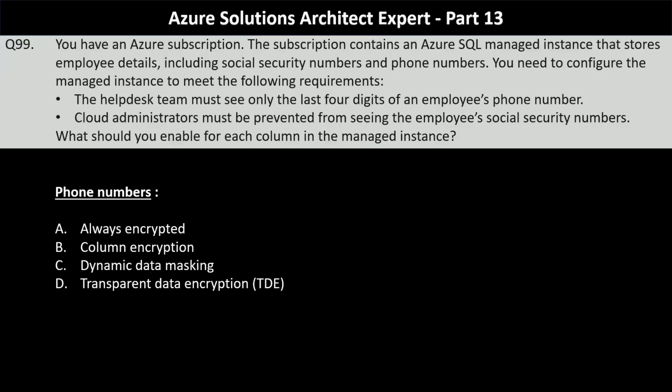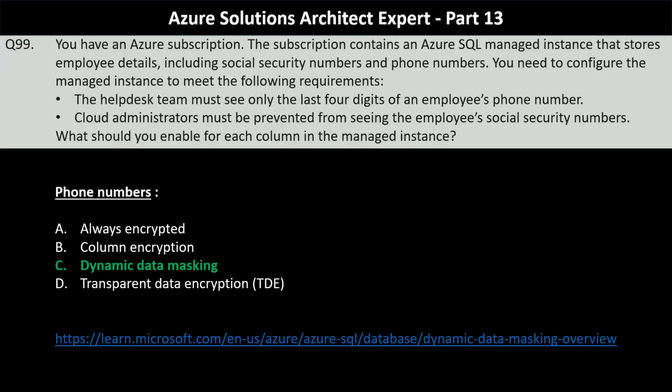And the first part of the question is talking about phone numbers. And your options are always encrypted, column encryption, dynamic data masking, transparent data encryption. Folks, you will need to enable dynamic data masking to ensure help desk only views last four digits of employee's phone number, as it helps prevent unauthorized access to sensitive data by enabling customers to designate how much of the sensitive data to reveal with minimal effect on the application layer.